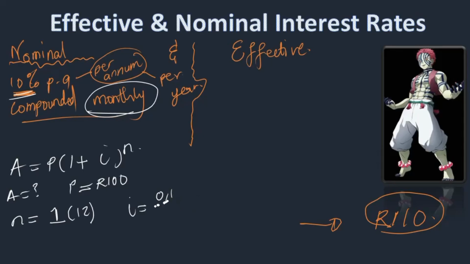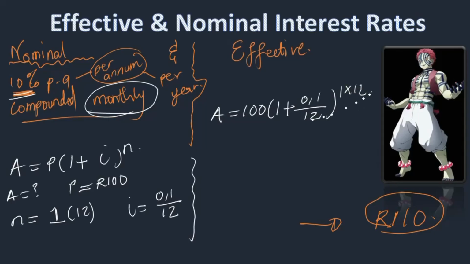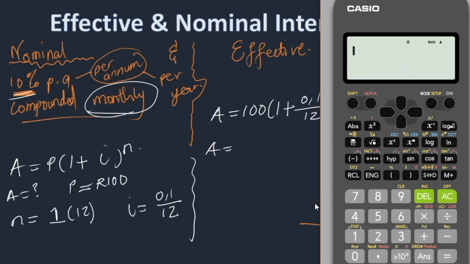Again, if you don't know how to find this, use a calculator. All over 12 because it's compounded monthly, right? And then what do I see? When I make substitutions to this, I'm going to have A equals my 100 rands, 1 plus 0.1 compounded monthly in 1 year multiplied by the compounding periods. My A will be equivalent to, pull out my calculator here, 100 rands into 1 plus 10%, which is 0.1 divided by the compounding period. Close that, raise this to 12.